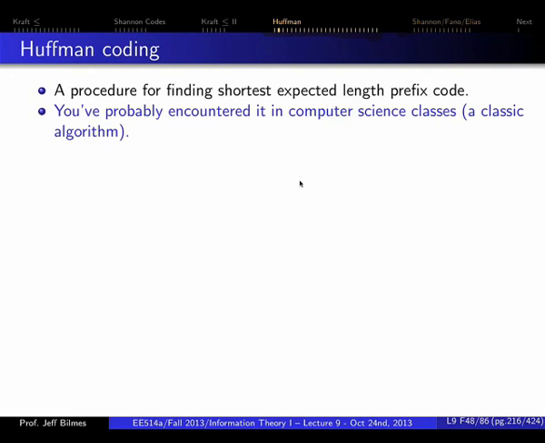So has anyone actually looked at Huffman in your computer science classes? And this is something that probably even in high school you learn now. You learn Huffman in high school computer science classes? Junior high school? I know, kindergarten?